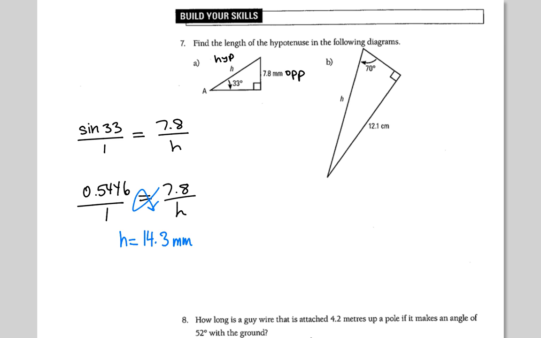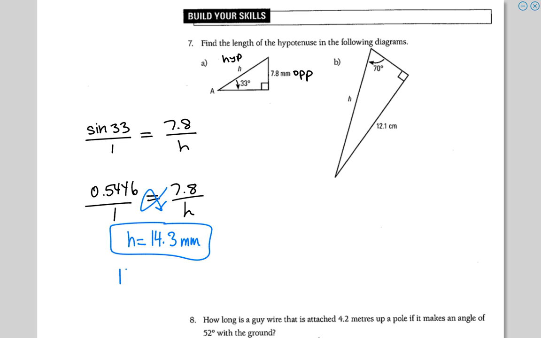So that's what we should expect to happen. Our number got bigger. You can see 14.3 is greater than 7.8 because the 14.3 is the hypotenuse, and that has to be longer. The hypotenuse is the longest side, so your number should get bigger, and that's a good way for you to check if you've done things correctly.